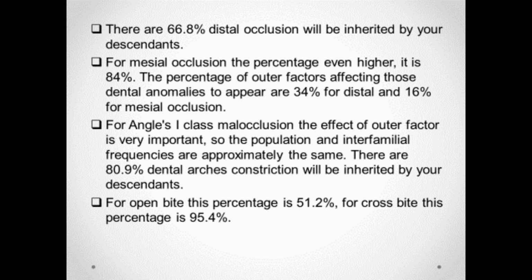For Angle's class I malocclusion, the effect of outer factors is very important, so the population and intrafamilial frequencies are approximately the same. There is an 80.9% chance that dental arch constriction will be inherited by your descendants. For open bite, this percentage is 51.2%. For crossbite, this percentage is 95.4%.